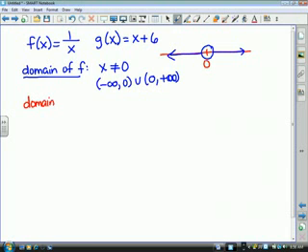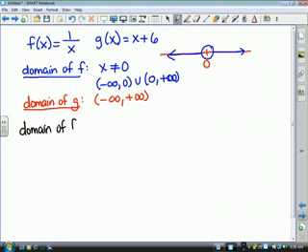Alright, Leslie, what's the domain of G? Why? Linear. Okay, linear function. All real numbers is the domain. Okay. Alright. Now let's do the domain of f of g.